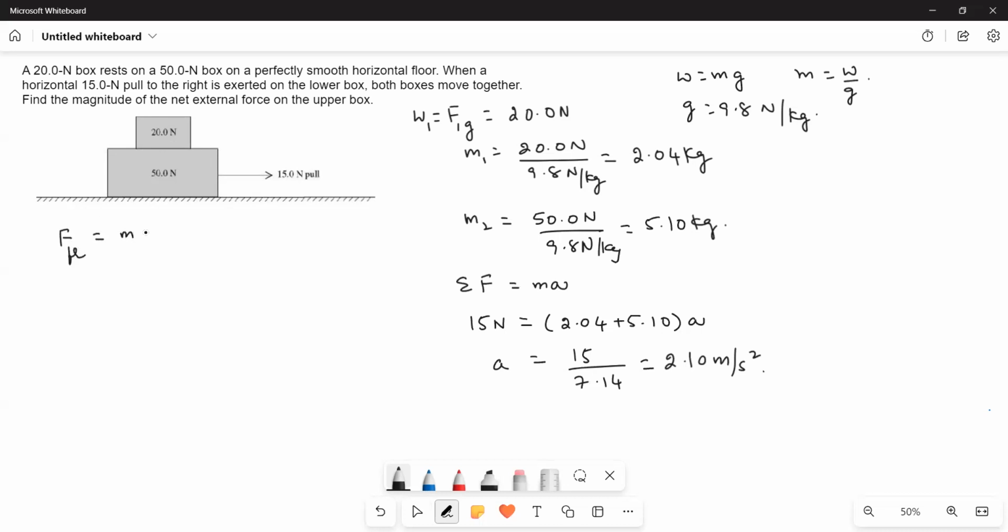Therefore, F friction is equal to ma. Here, F friction is equal to, what is the mass of the box? 2.04 kilograms times acceleration 2.10 meters per second square. Therefore, the external force acting on the top box is 4.28 newtons, or 4.3 newtons. That is the answer for this question.